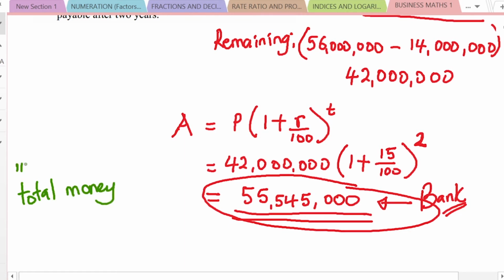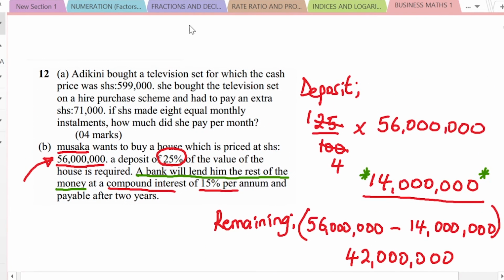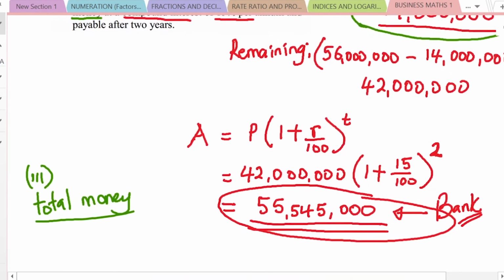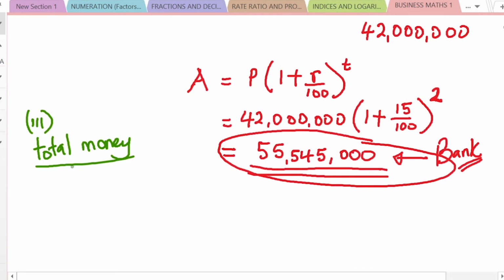This is Roman 3. So the total money spent is, first of all, the deposit. We already got the deposit here as 14 million. It's right there. This is how much he first deposited. So he first deposited 14 million, that is, shall come here, it's 14 million.